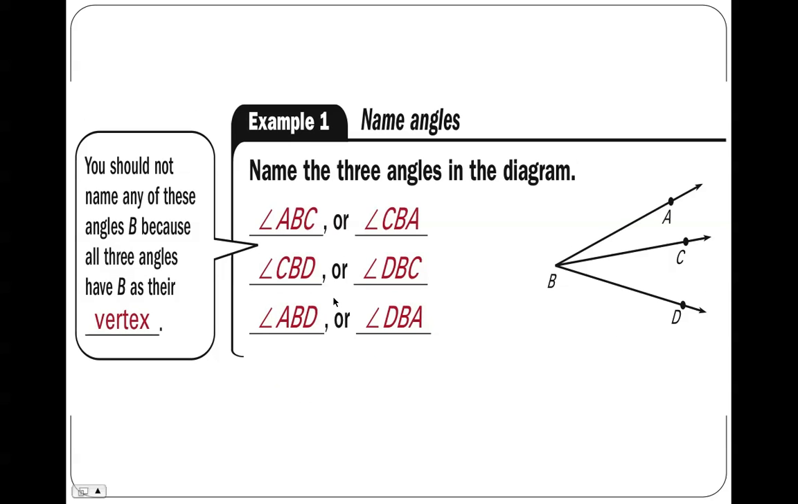So if we take a look at this, here's the answers. It says here you should not name any of these B because of the whole thing that I just explained. This is the angle symbol. It looks like the less than. You have to use this symbol. If you don't, I don't know what you're talking about. So you could either name this angle ABC or CBA or CBD or DBC. The big one ABD or DBA. But notice again, they all have that B in the middle.